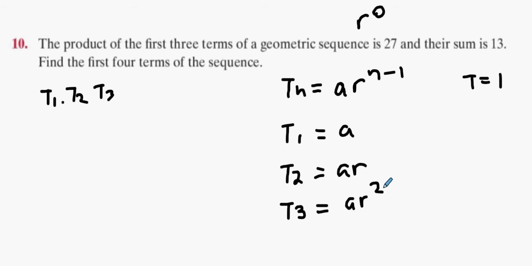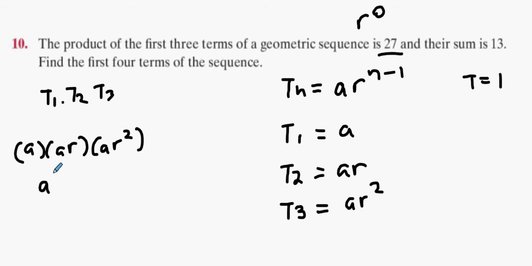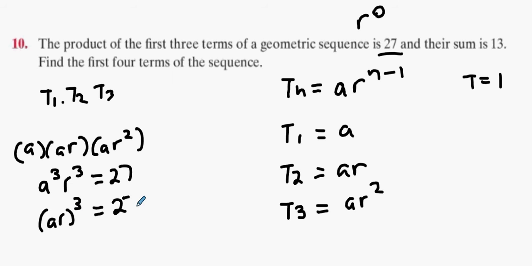Now, when you multiply the three of them by each other, the answer is 27. So let's do that. What's A multiplied by AR multiplied by AR squared? Anybody care to tell me? A cubed R cubed equals 27. You cool with that? And what can I say about AR then? AR to the power of 3 is 27. So what does that mean about AR? Cube rooted to get 3.